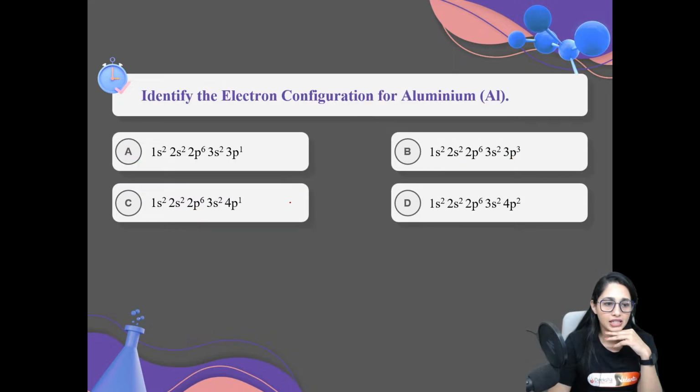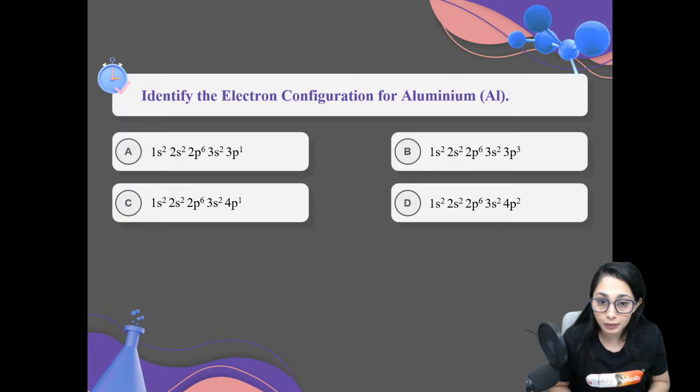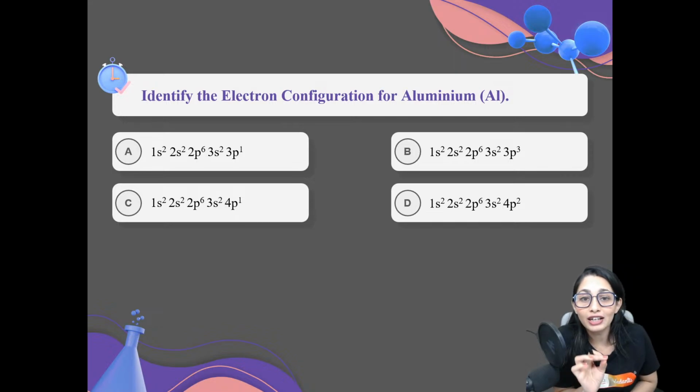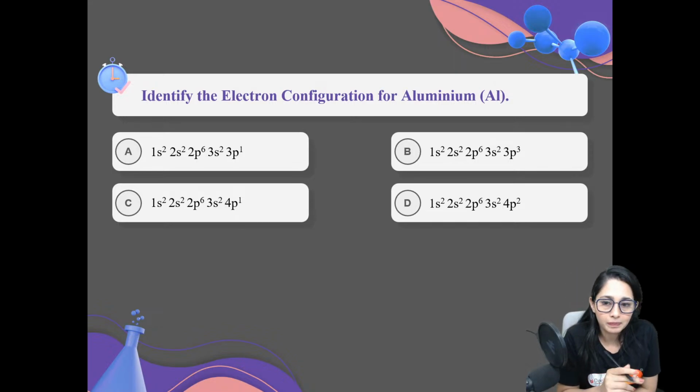Okay. Next, identify the correct electronic configuration for aluminium. In order to write the electronic configuration, you need to follow certain principles and rules, and you need to know the atomic number of the respective element. What is the correct one? This is your homework question.